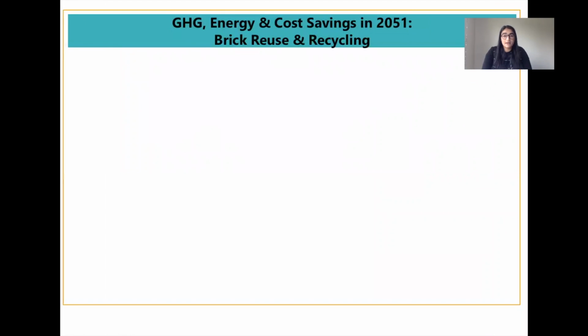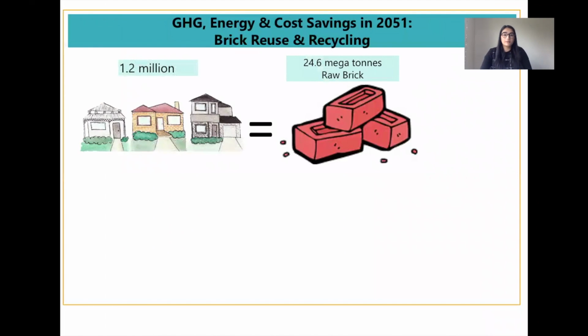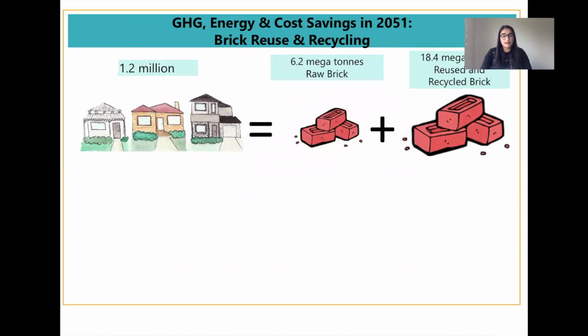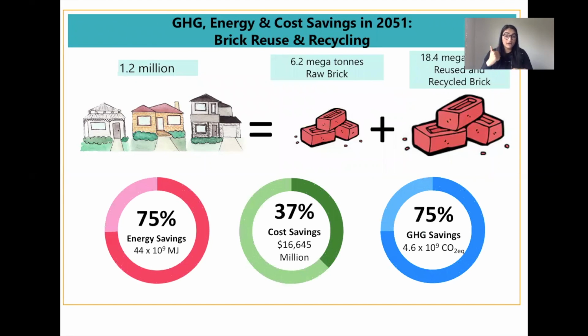Our inventory can estimate saving potential through reuse and recycling. For example, keeping up with the theme of bricks, 24.6 megatons of brick is required to meet housing demands in 2051. Assuming a 60-year house lifespan and 88% recyclability rate, our inventory shows we can reuse and recycle 18.4 megatons of brick from current material stock. This equates to 75% energy savings, 37% cost savings, and 75% greenhouse gas savings when compared to sourcing raw materials alone.